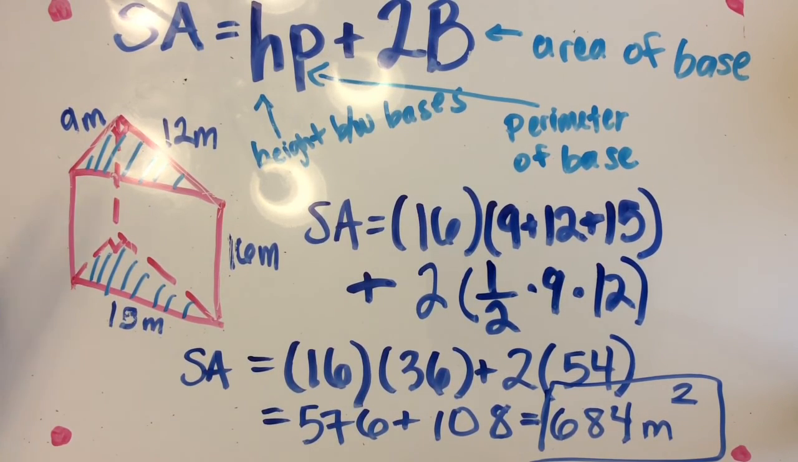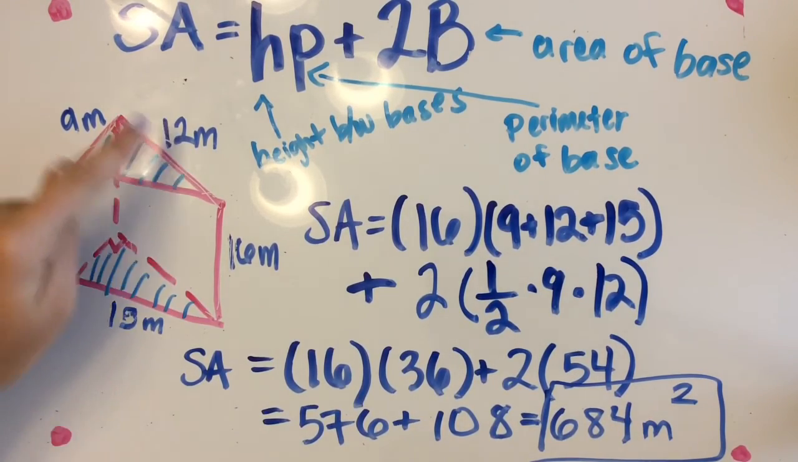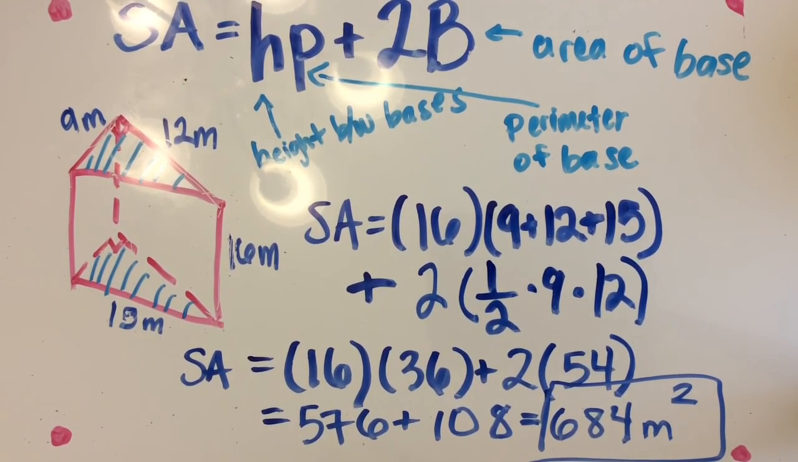Remember, the most important thing you have to do first is identify the base of the prism. In this case, it's a triangle, but there are other shapes. There are rectangular prisms, triangular prisms, trapezoidal prisms, and things like that. So make sure that you identify the base first.